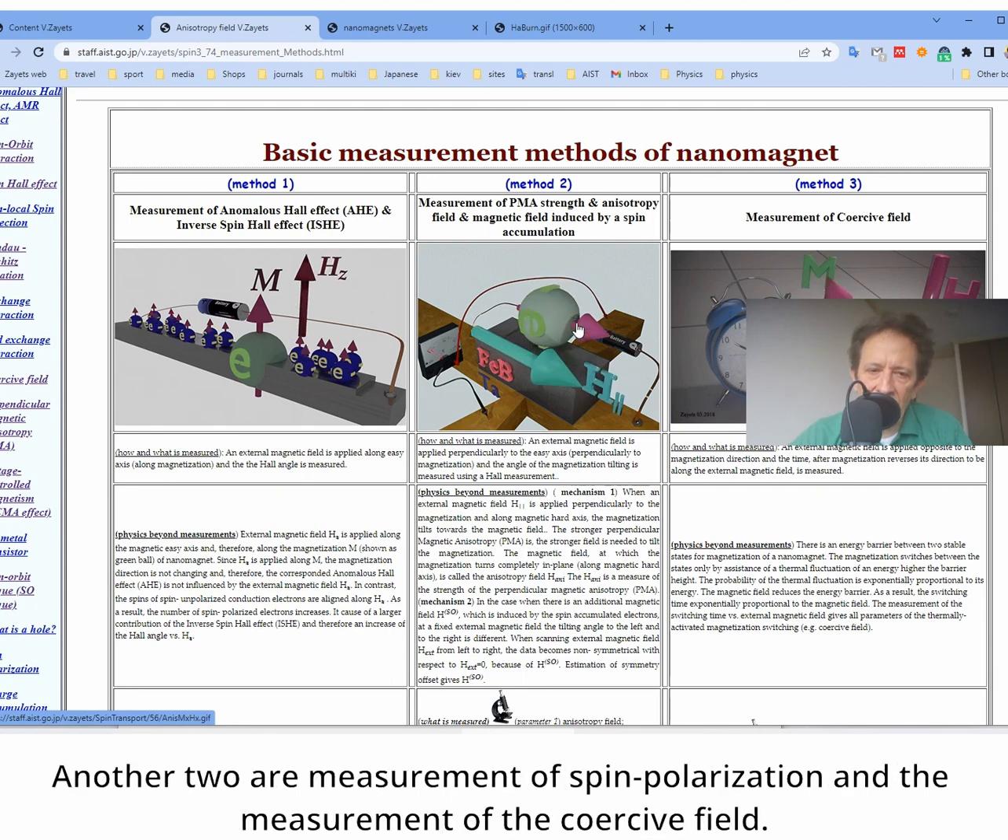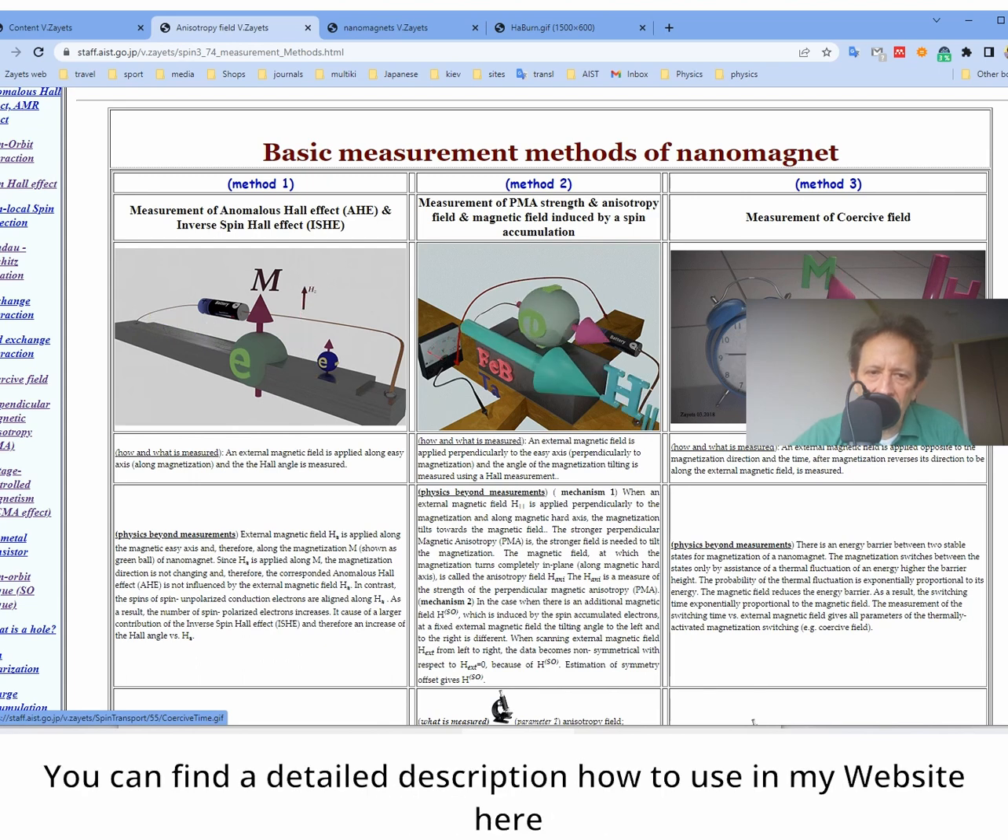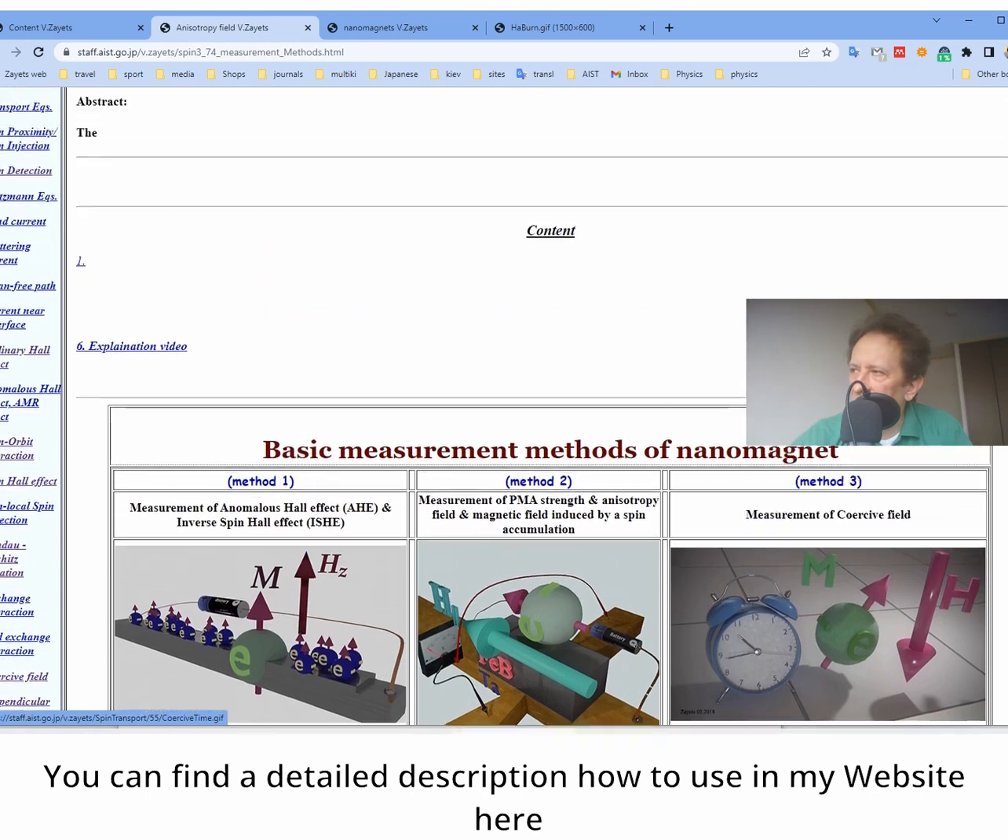Another two are measurement of spin polarization and measurement of coercive field. In case you are working with a nanomagnet, I highly recommend you to use them. You can find a detailed description how to use it in my website here.